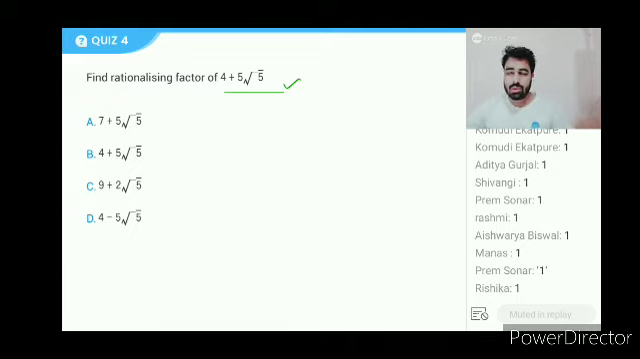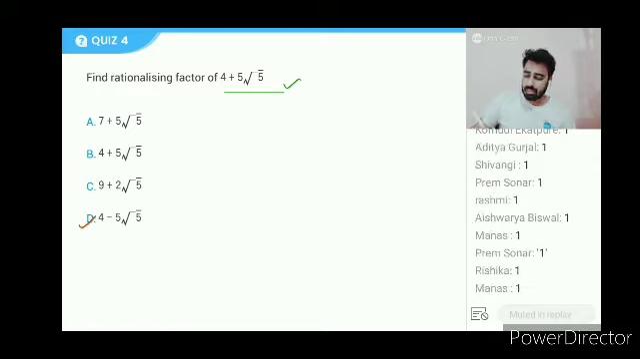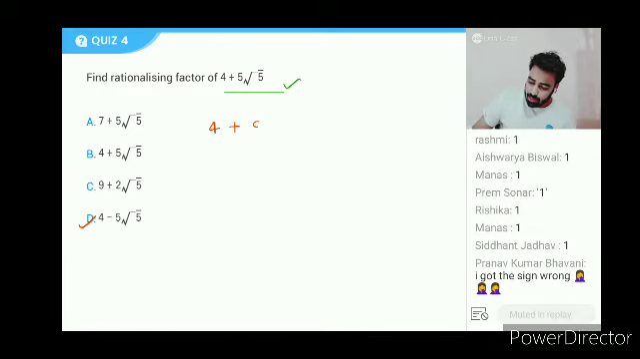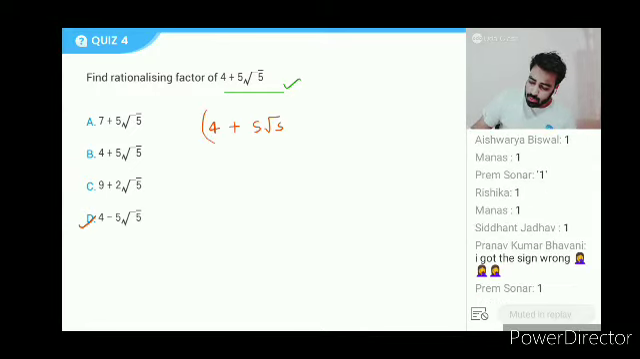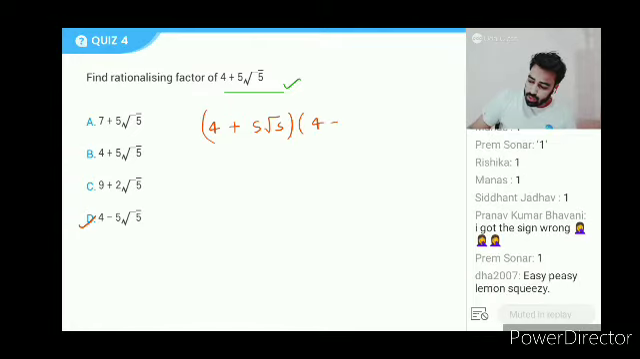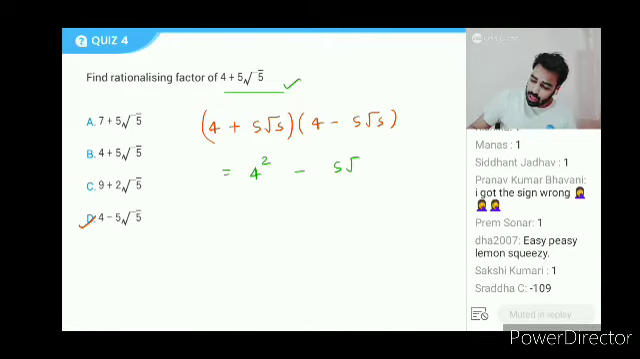Okay, let's start the countdown. 10, 9, 8, 7, 6, 5, 4, 3, 2, and 1. Let's finish it. Now what do I have? 4 plus 5 root 5. Rationalizing factor is very simple. That is D, 4 minus 5 root 5, plus becomes minus. But what is the multiplication? The most important part is this part, multiplication. 4 plus 5 root 5 into 4 minus 5 root 5. When I do this, I'll get 4 square minus 5 root 5 whole square.